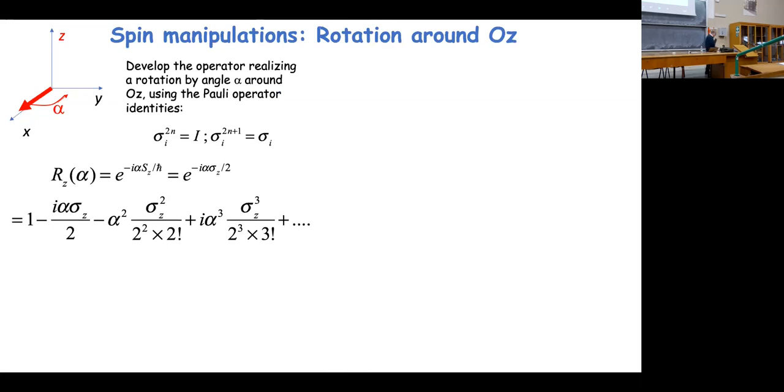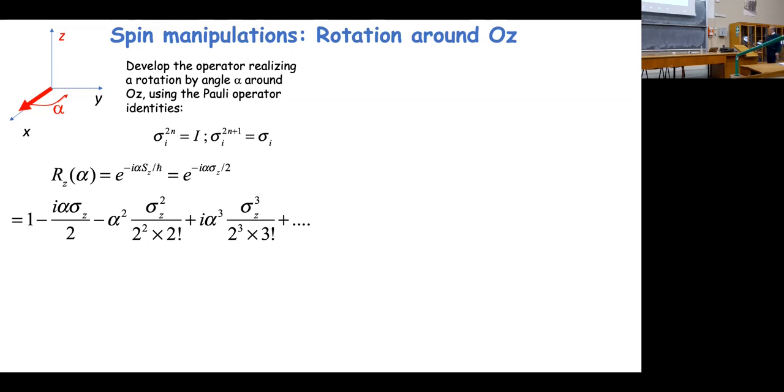Let's now look at how you express rotations on the spin. It's exactly the same way as we did for the orbital angular momentum. A rotation operator is just an exponential of the spin operator, which in terms of the sigma matrices is written in this way. It's an exponential of minus i alpha sigma over 2. Why over 2? Because sigma is twice h bar times the spin.